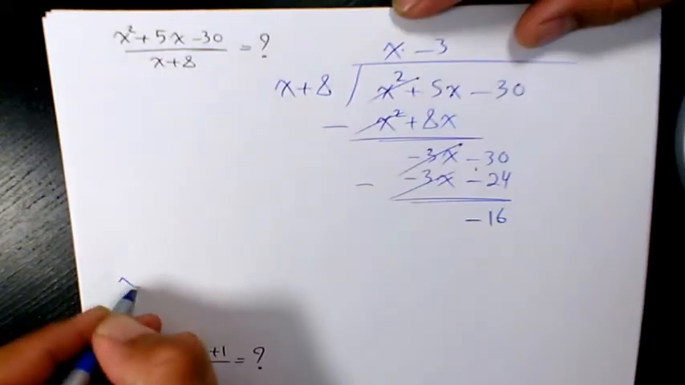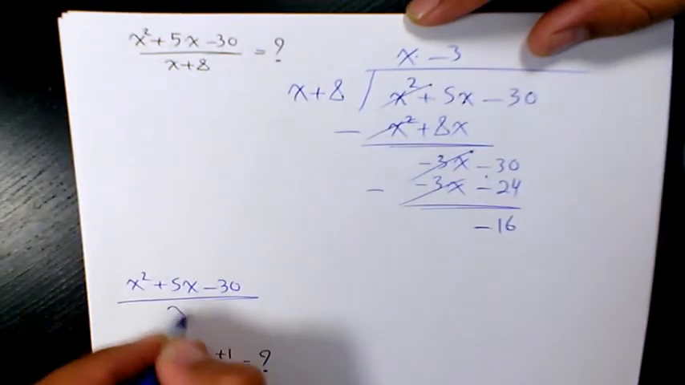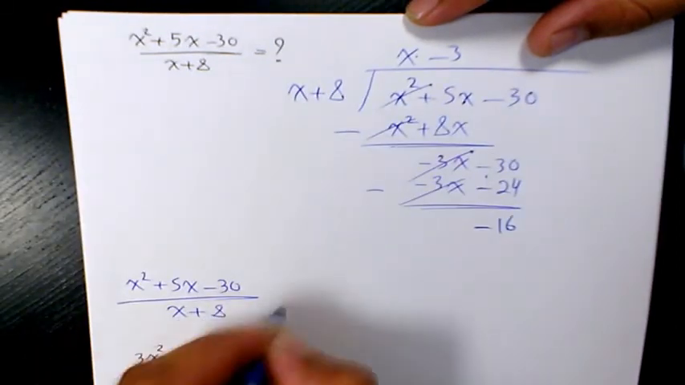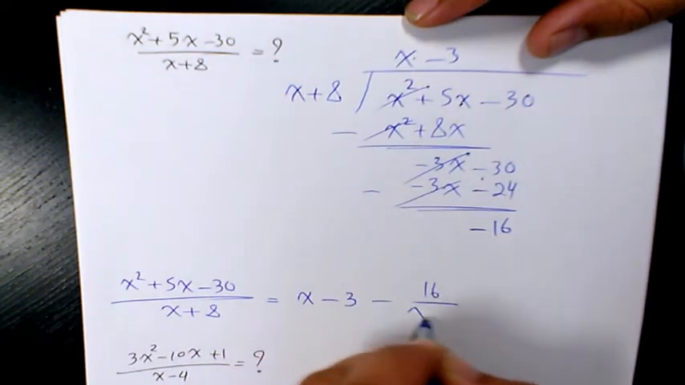So we're going to say x squared plus 5x minus 30 over x plus 8 is going to be x minus 3 minus 16 over x plus 8.